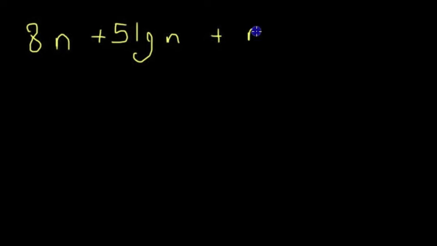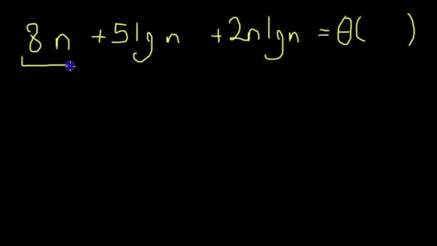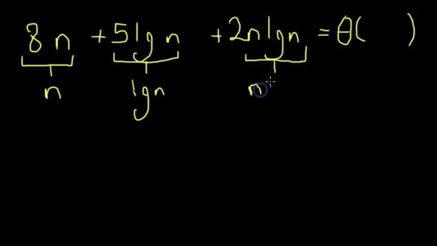8n plus 5 times the log of n. So this one has logarithms, and we're going to add in 2 times n times the log of n. And we want to know what that's theta of. We have, get rid of the constant, we have n. Get rid of the constant, and we end up with log n. Remember big theta, no constants. And here, get rid of the 2, and we have n times the log of n.